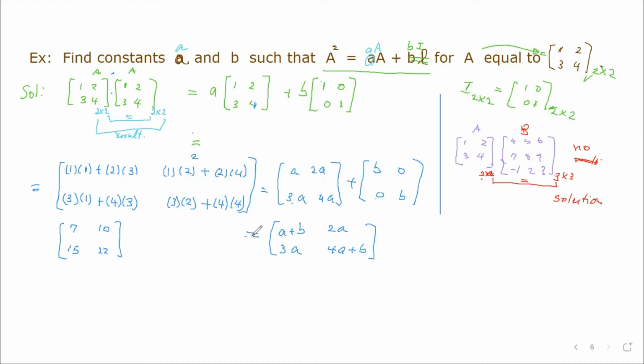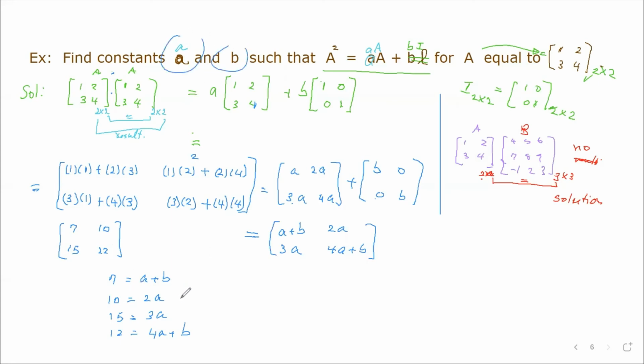From this left and right, you see the identity. From 7, the same location with A plus B, so 7 equals A plus B. And 10 equals 2A. And 15 equals 3A. And 22 equals 4A plus B. Okay, so from these equations you can solve for A and B.